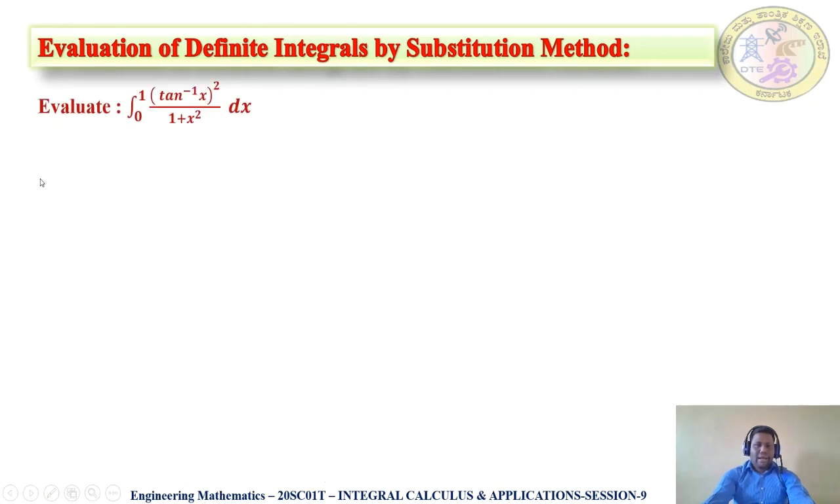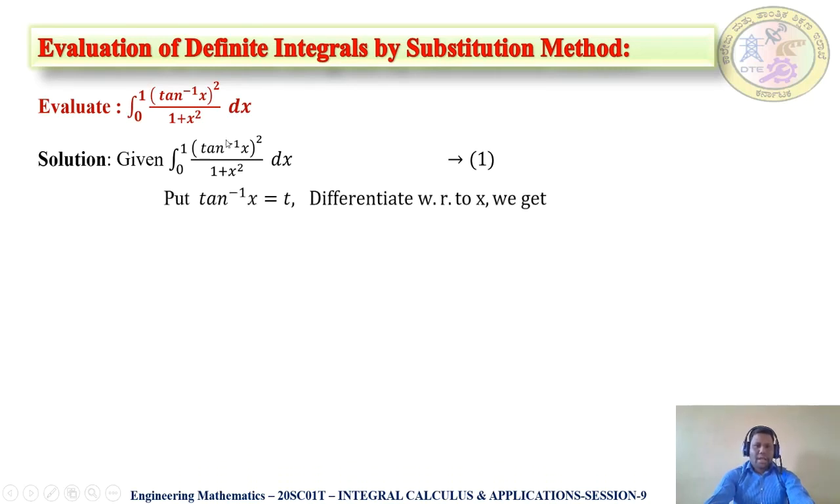Now we will evaluate the integral from 0 to 1 of (tan inverse of x) whole square divided by 1 plus x square dx. We call this equation number 1. Now we have to put tan inverse of x equal to t. If you put tan inverse of x equal to t, then differentiating with respect to x, we get the differentiation of tan inverse of x is 1 by 1 plus x square.